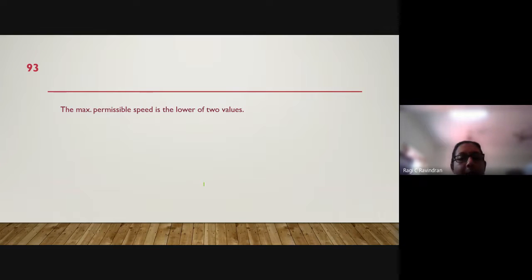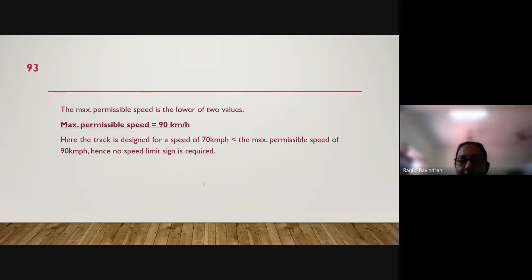So the maximum permissible speed is the lower of the two values. So from this we can say the maximum permissible speed on that track is 90 kilometers per hour. And it is not yet finished. You need to write all these statements. Here the track is designed for a speed of 70 kmph, which is less than the maximum permissible speed of 90 kmph. Hence, no speed limit sign is required for this track section.